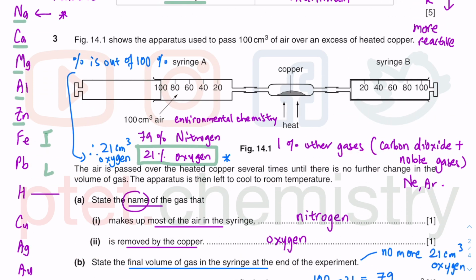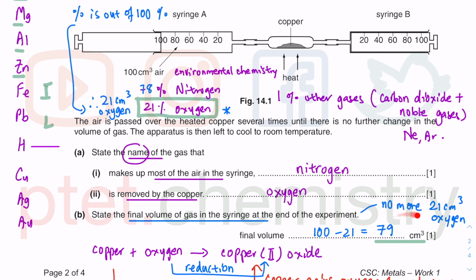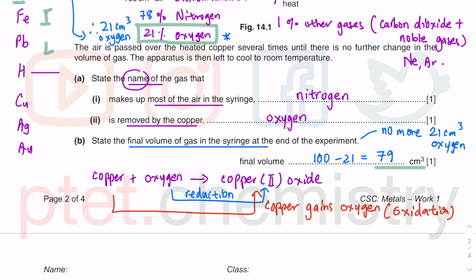Oops, I beg your pardon, this is not 79, it should be 78. I was mistaken. Hence 78 plus 1 gives you 79% of the air remaining. There's 79 cm cube of air remaining without the oxygen that has been removed as a result of this redox reaction there.